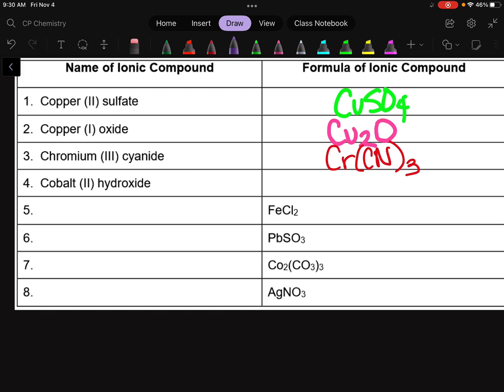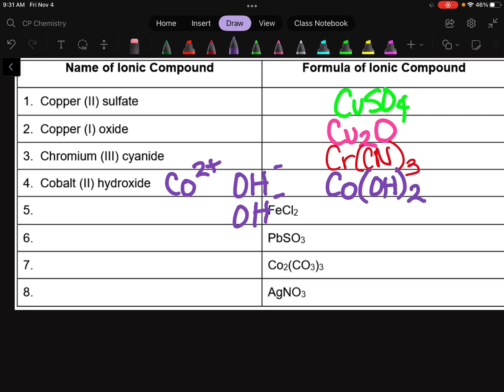Okay, and then cobalt 2 hydroxide. Cobalt is Co. The Roman numeral 2 means it's +2. Hydroxide is a polyatomic ion, OH, with a -1. So looking at those charges, we're going to need 2 hydroxides and 1 cobalt. So Co, and then again, OH has to be in parentheses, 2.